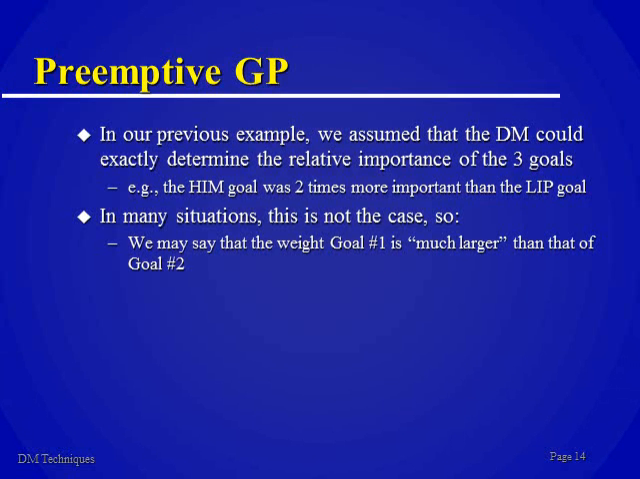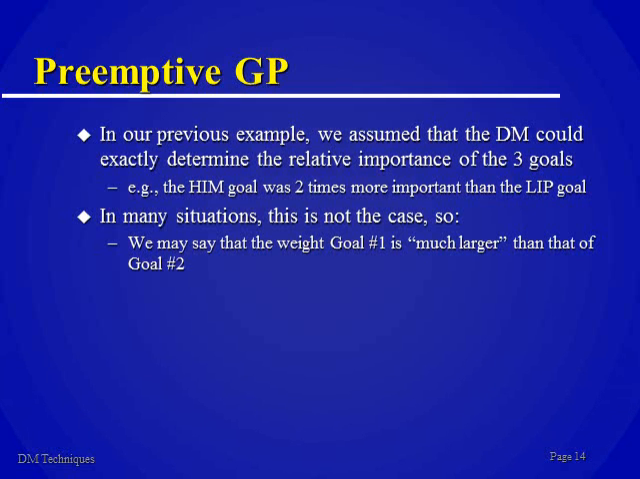While you're reading about this topic, you may come across the concept of preemptive goal programming. Basically, in our previous example, the one we just covered, we assumed that the decision maker could exactly determine the relative importance between the goals. For example, the high income goal was 2 times more important than the low income people goal, and so forth. In some situations, this is not the case.